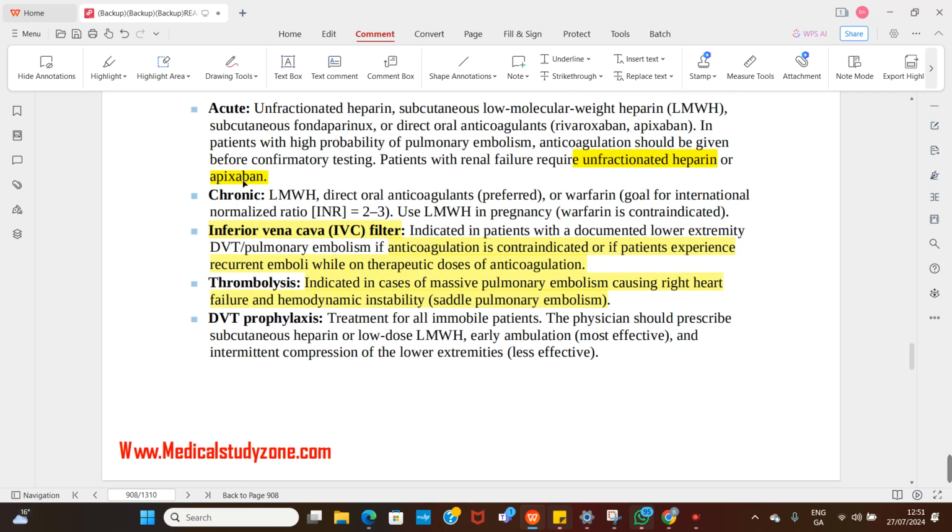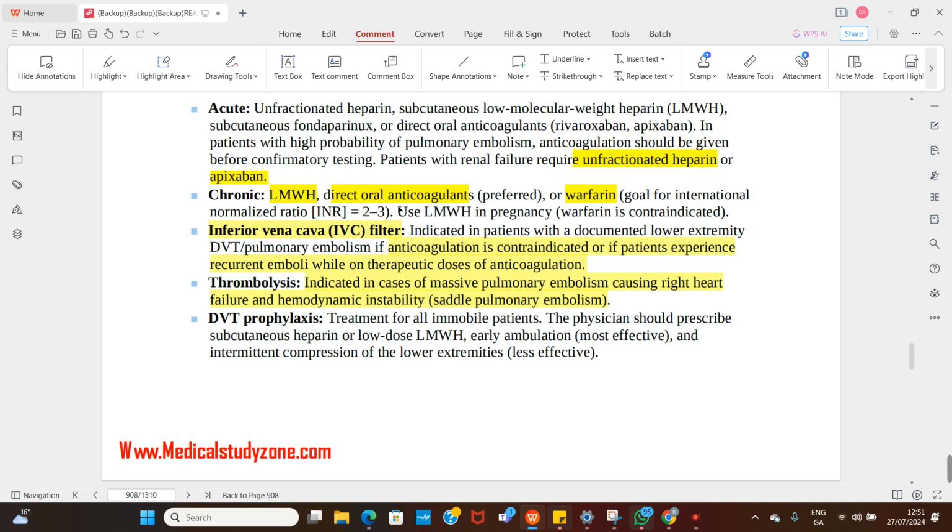Then if it's a chronic setting, chronic that is even causing pulmonary hypertension, you might need to give something that you can use for a long time, which is maybe your low molecular weight. You can use your direct oral anticoagulant, which is the preferred one, or your warfarin. But you cannot use warfarin, especially in people that are pregnant. Don't use warfarin. In pregnancy too, you cannot use your direct oral anticoagulant because the teratogenicity profile is not well established. So don't use it.